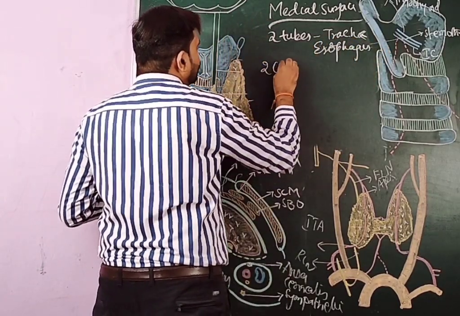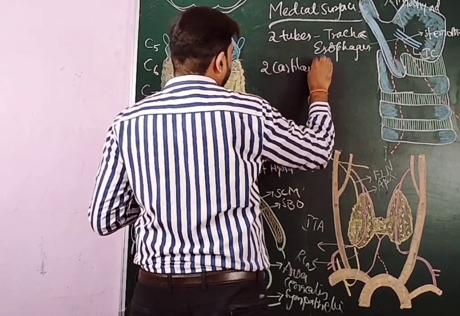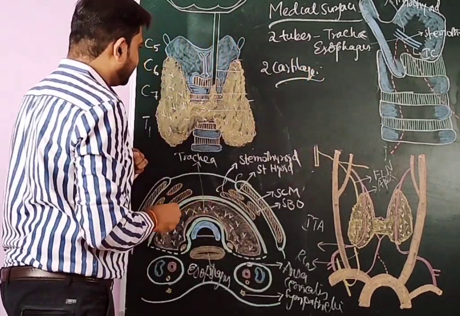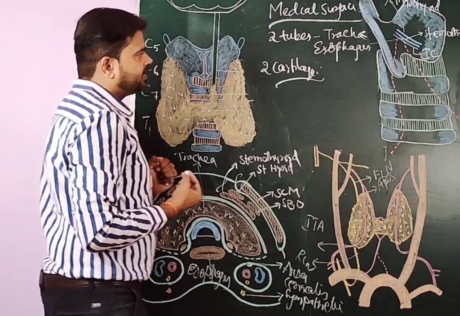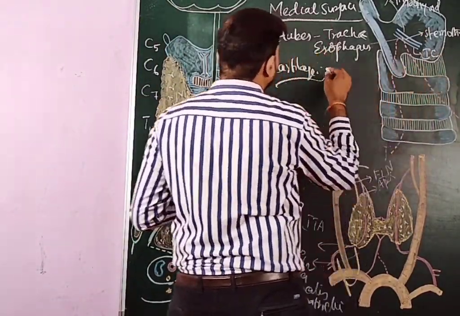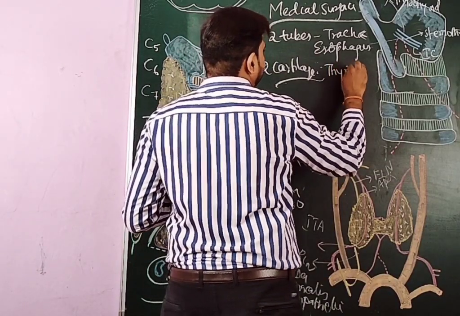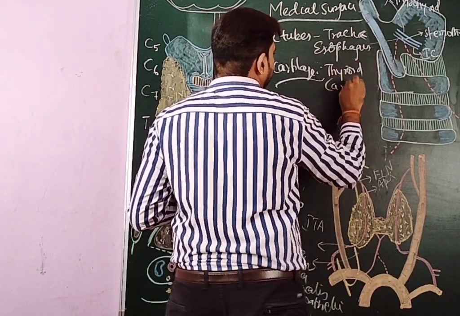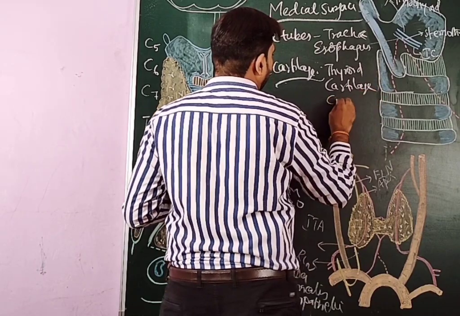And it is also related to two cartilages. What are the two cartilages? We can see on the medial surface the thyroid cartilage and cricoid cartilage. You can see this diagram. So this is the medial surface. It's related to thyroid cartilage and cricoid cartilage.